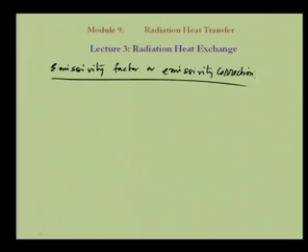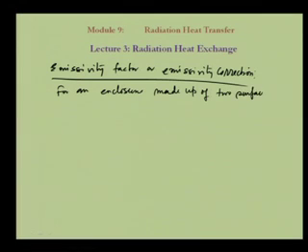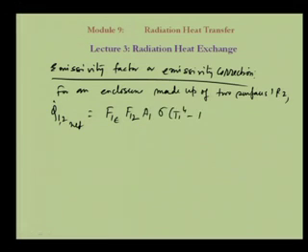This is many times used, that is a terminology. Thus, if we say that for an enclosure made up of say two surfaces 1 and 2, okay. So, Q dot 1 2 net, we have already seen, can be written as F 1 epsilon into F 1 2 A 1 sigma T 1 to the power 4 minus T 2 to the power 4. We have already seen this part.